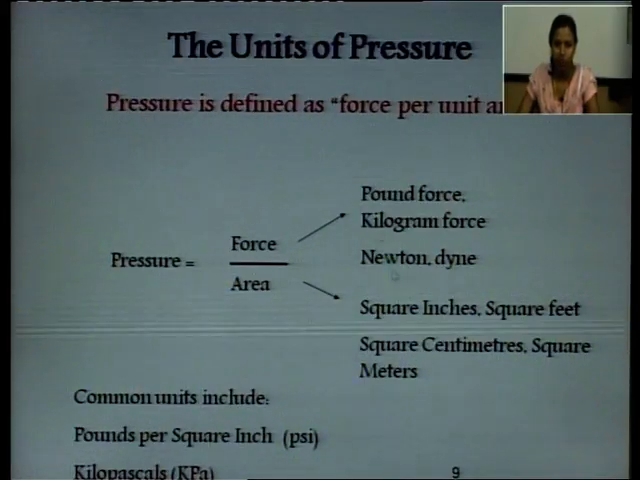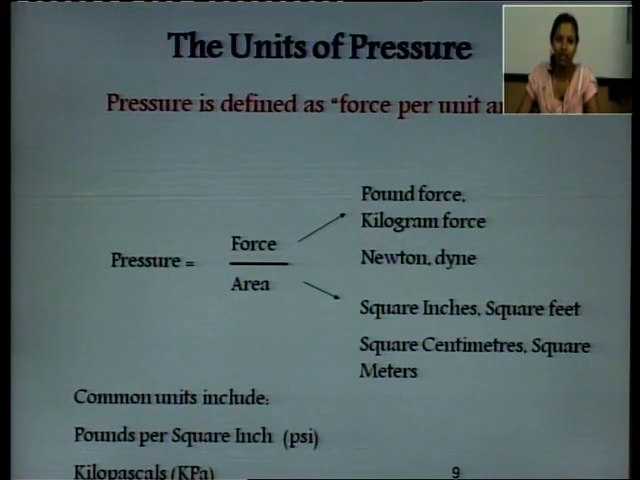First is pound per square inch, this is called psi, and second one is kilopascal. Pascal is defined as Newton per square meter. I will repeat here: Pascal is defined when the force is in Newton and area is in square meter. And kilopascal is 1000 Pascal.